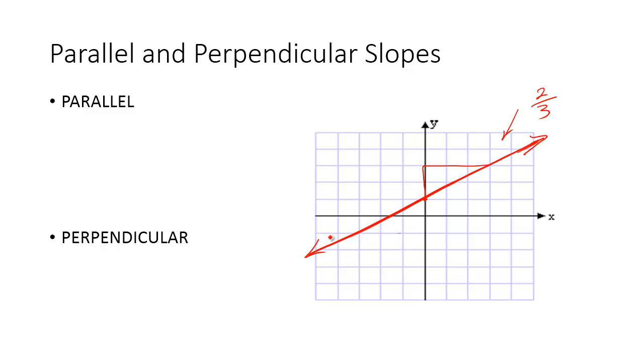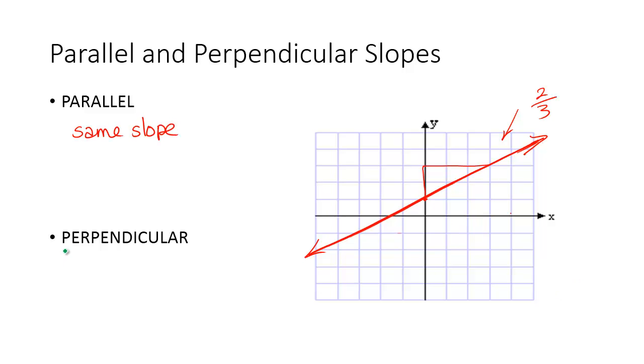How do we get a parallel line? Well, the angle has to be exactly the same. So say we started at this point, 1, negative 2, and went up 2 and over 3, we'll also get a line that is going in the same direction and therefore will never cross the existing line, therefore being parallel. So the slopes have to be the same.